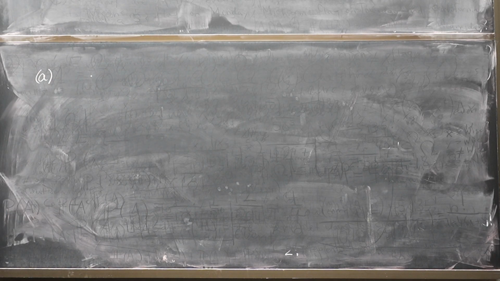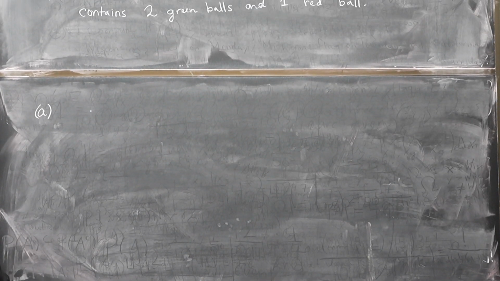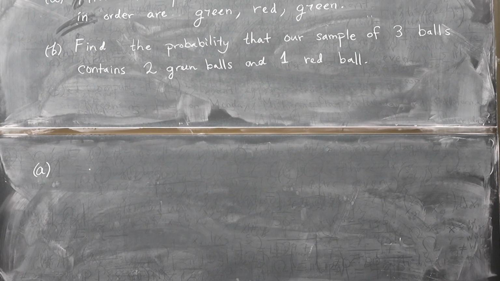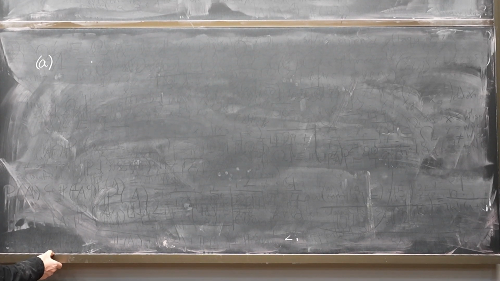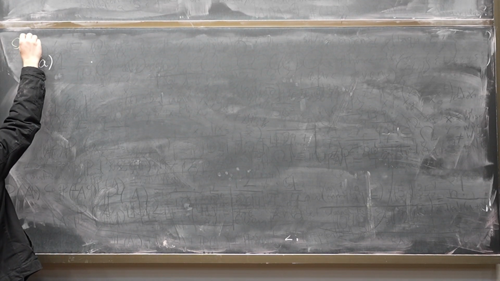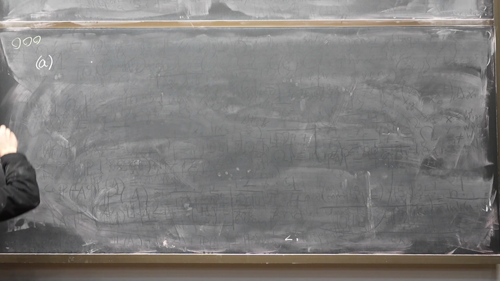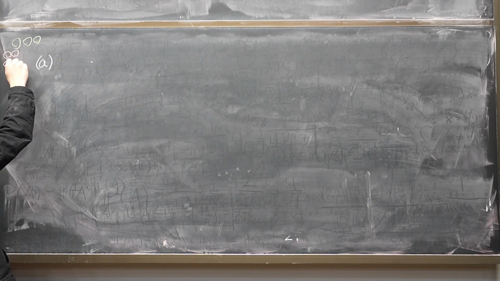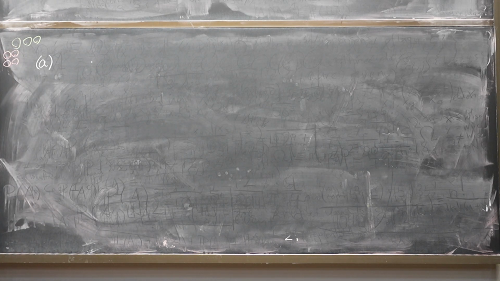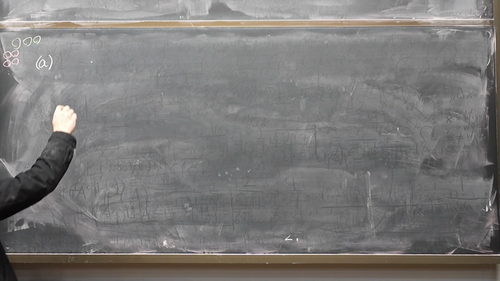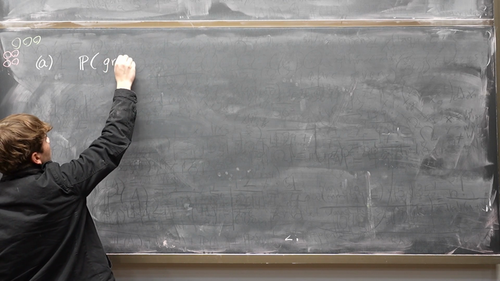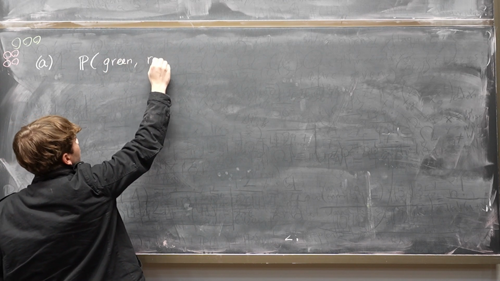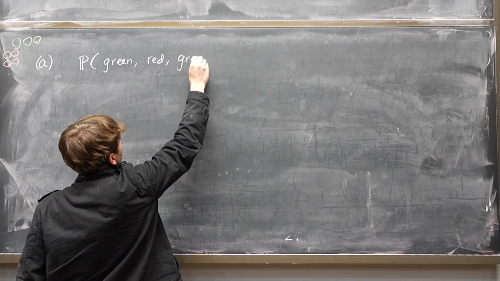and then let me just remind myself. So we have 3 green, 4 red, right? 3 green and 4 red. Okay, so we want the probability that we choose a green, then red, then green.